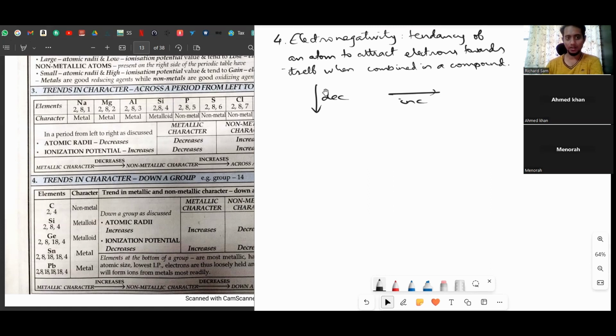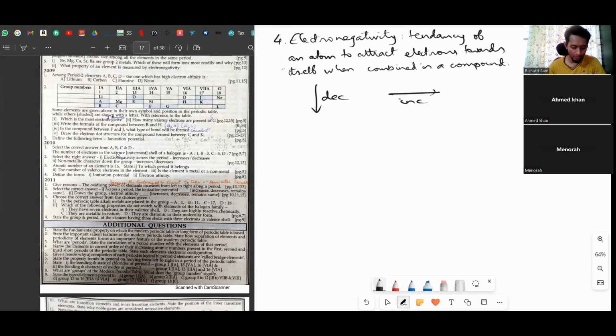Now what I'll do is give you some elements and we're going to arrange them in a particular order based on these trends. Have you memorized all the trends? Which two are the same? Atomic size and metallic character. And the other four? Non-metallic character, ionization potential, electron affinity, electronegativity. They are the same. That we can easily remember.